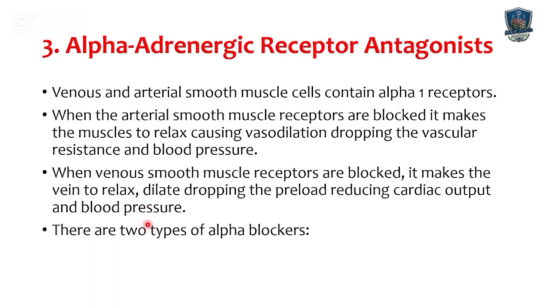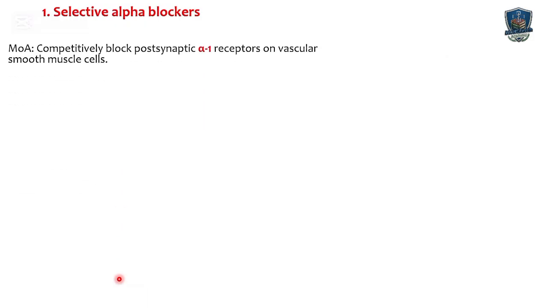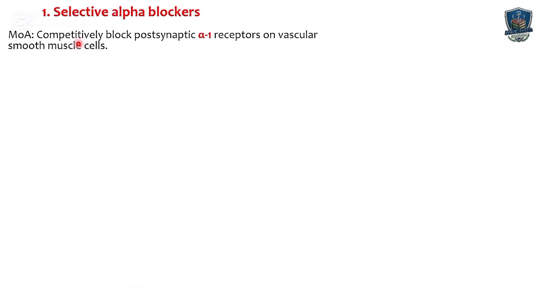So there are two types of alpha blockers. There are those that only impact the alpha 1 receptors on the venous and arterial smooth muscles. These are called the selective alpha adrenergic antagonists. And there are those that act on both the alpha 1 and the alpha 2. So don't forget. So let's begin with selective alpha blockers. So the selective alpha 1 blockers, they competitively block the postsynaptic alpha 1 receptors on vascular smooth muscles.